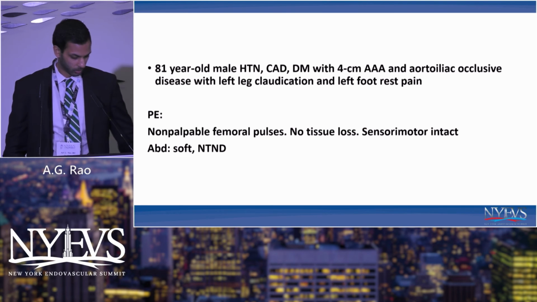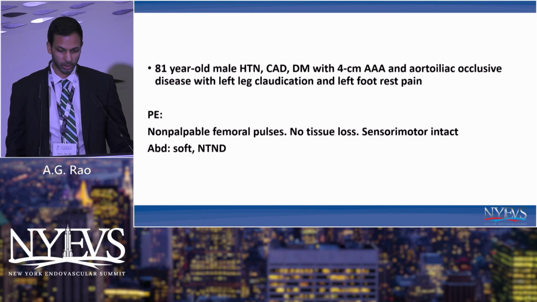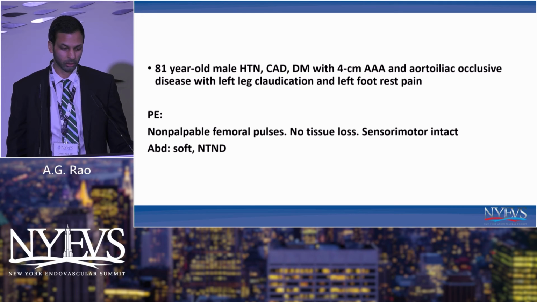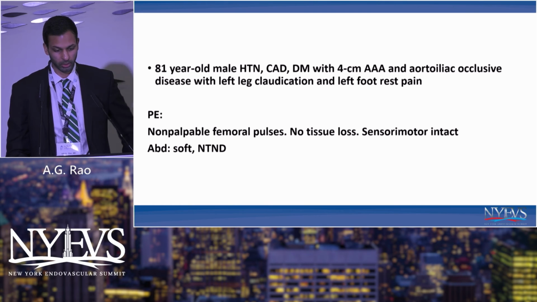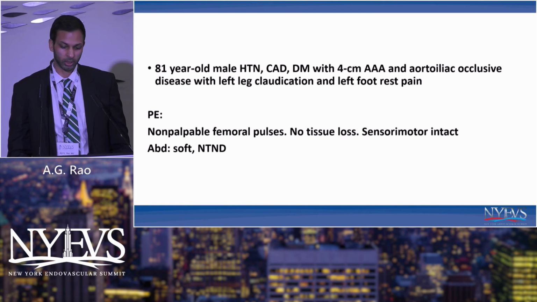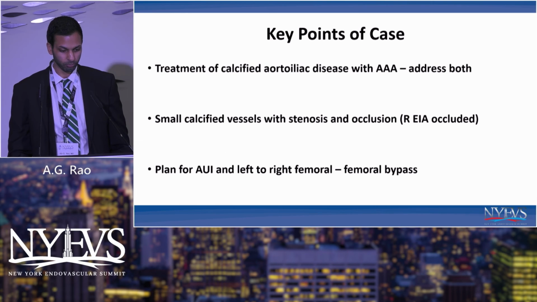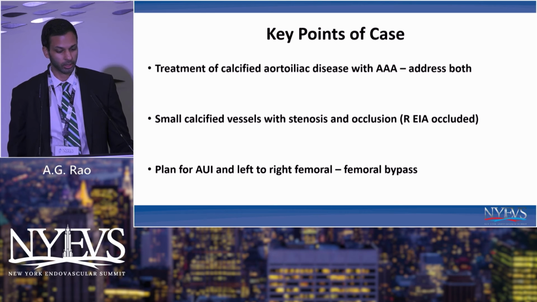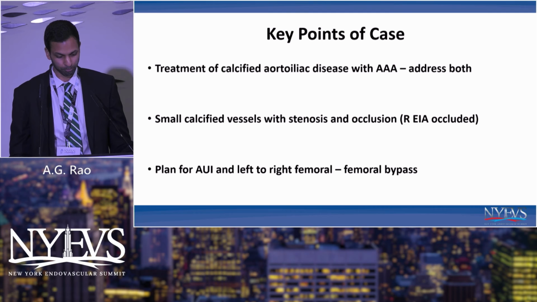So for the sake of time, I'll end with a case here. So this is an 81-year-old male who had a 4-centimeter saccular AAA with associated aortoiliac occlusive disease and non-palpable femoral pulses. And he had pretty significant claudication in both legs with multi-level disease on the left side with rest pain. So I think the key points for this was you're dealing with both an aneurysm and his iliac disease, so trying to address both given the high-risk morphology of the AAA. Of note, his right external was already occluded, so the plan was to try for an AUI and FEM-FEM.